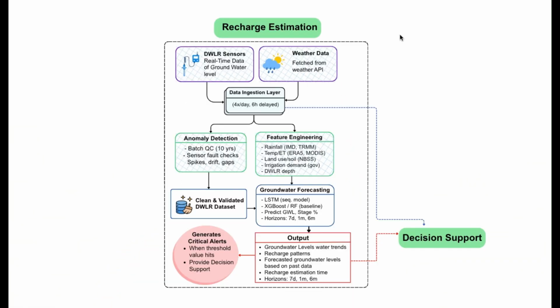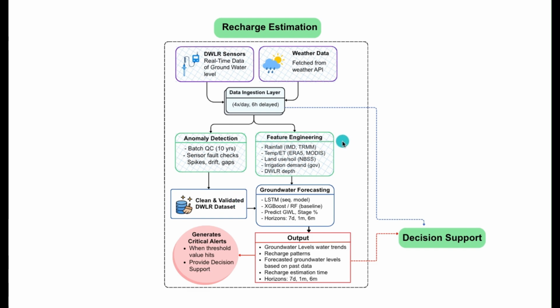Now, further will be explained by my team. Technical approach. First, recharge estimation. Real-time groundwater level data from the DWLR sensor is ingested with weather data in our data layer. From here, data is taken to anomaly detection, in which our model is trained on the previous 10 years of data to sense any kind of fault. It checks for spikes, drifts, and gaps in the data, then cleans it, validates it, and passes it on to the groundwater forecasting layer.